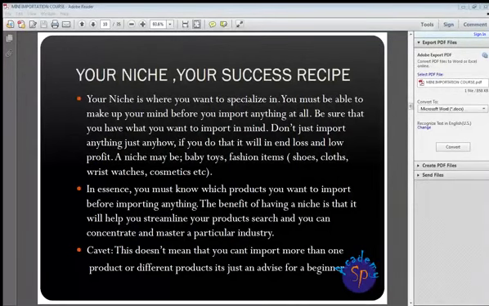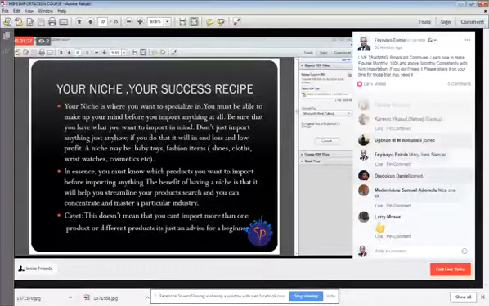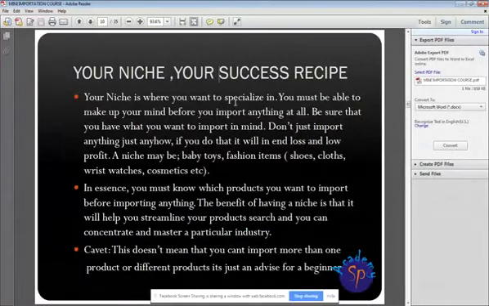The benefit of having a niche is that it will help you streamline your product search and you can concentrate and master a particular industry or niche. Now, this doesn't mean that you can't import more than one product or different products. It's just advice for a beginner. If you are just starting, I advise you to take root with one particular product or niche, and as your business grows, you can scale up while you work on other niches or other items that you can import. I think that is very, very crucial.